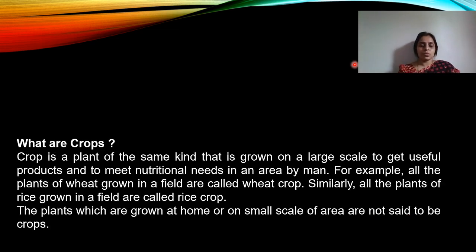Now, what are crops? A crop is a plant of the same kind that is grown on a large scale to get useful products and to meet nutritional needs in an area by man. For example, all the plants of wheat grown in a field are called the wheat crop. Similarly, all the plants of rice grown in the same field are called the rice crop. The plants which are grown at home or on a small scale are not called crops.